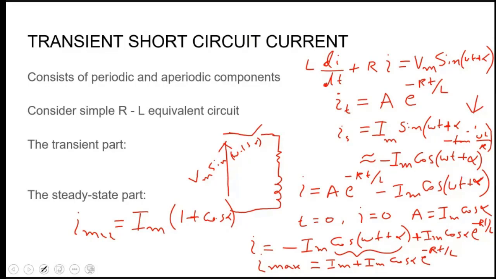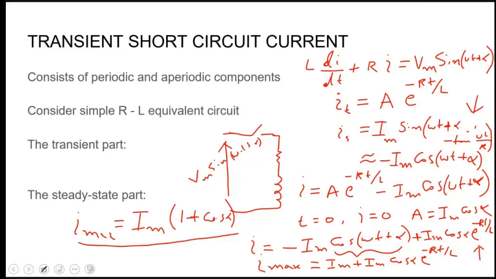And here in the exponential term, we have approximated that e to the power of minus Rt by L is almost 1. But a little bit of reduction will be there. At t equals 0, e to the power of 0 is 1. But as t increases a little bit, the exponential term e to the power of minus Rt by L decreases a little bit. So the maximum current is somewhat less than this actually. It's not exactly equal to Im into (1 plus cos alpha), but approximately equal to it.